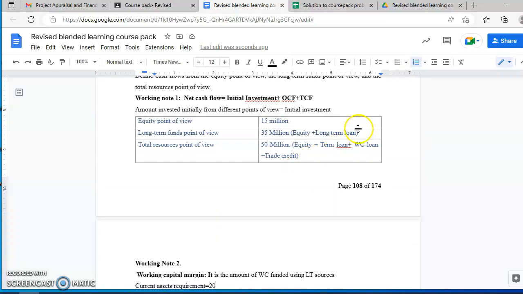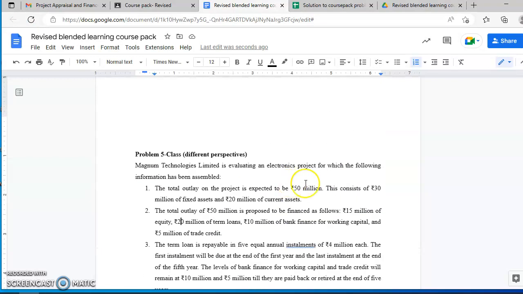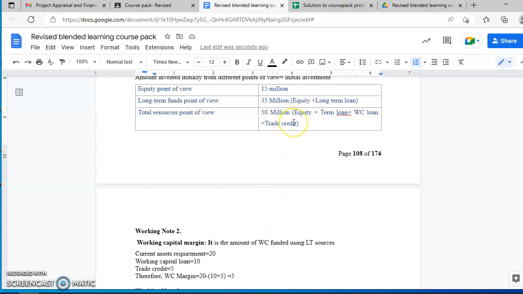You can refer to your formula. The total resources is nothing but your total fund point of view, which means it is the total outlay, in whatever form they have come to you, which will help you make your investment into the project. So 15 plus 20 plus 10 plus 5, which is equal to 50 million. All of them have been taken here.